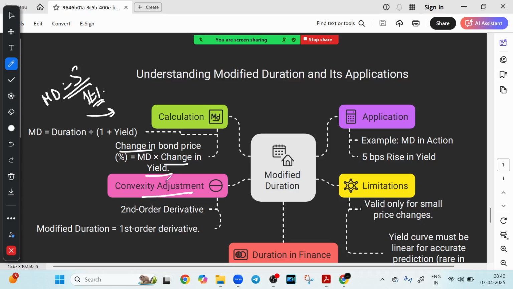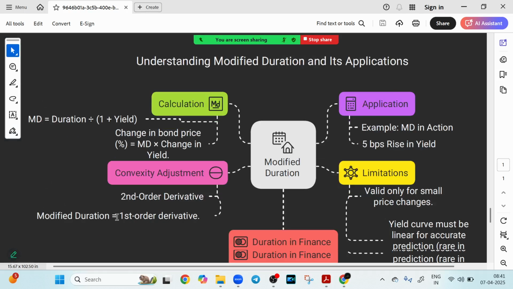Now friends, if you look at the convexity adjustment, you can see here. So modified duration is the first order derivative. It means that it shows the initial impact of rate change. Remember, this modified duration is called the first order derivative, right? Because it shows the initial impact of rate change. But for bigger non-linear moves, we have a convexity adjustment, which is called the second order effect, right? In simple terms, duration is a speedometer, while convexity means steering adjustment on the curve, right? So modified duration, remember, is the first order derivative.